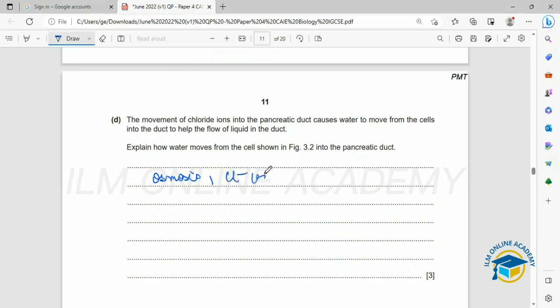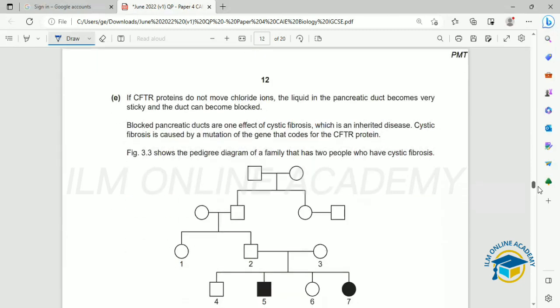Chloride ions induce a decrease in water potential. So when water potential decreases there, water is going to move from an area of high water potential to an area of low water potential, which is osmosis through the partially permeable membrane. So you're going to give the whole explanation as it is a 3-mark question.